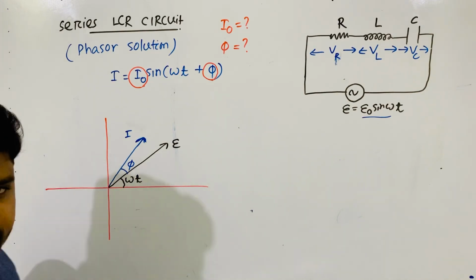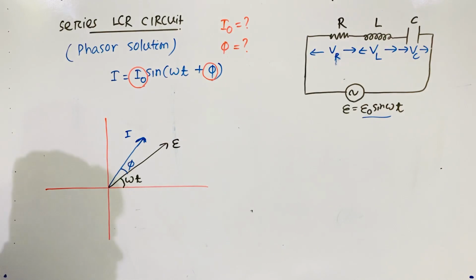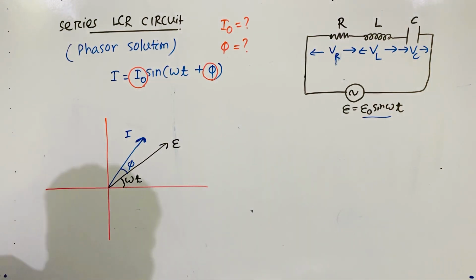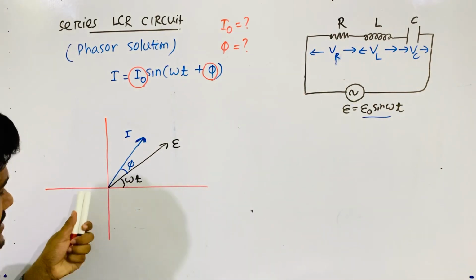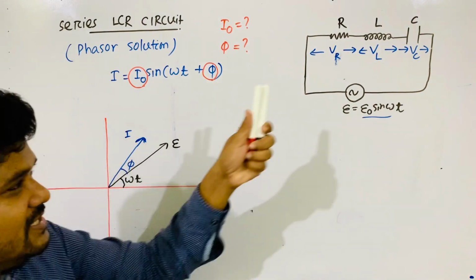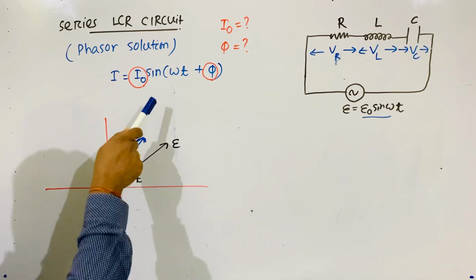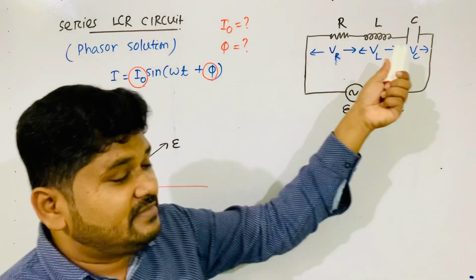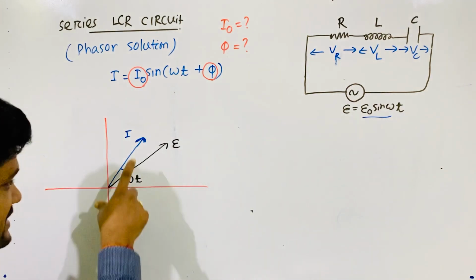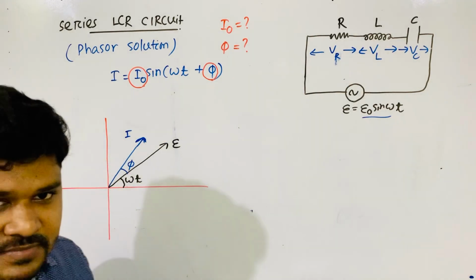Omega t plus phi. Now see, where is the current of this resistor? This blue line is the current of the resistor, this blue line is the current of the inductor, and this blue line is the current of the capacitor. For all three, this is the current, because current is the same in magnitude as well as in phase. So the length will be the same as well as the phase, the same line.